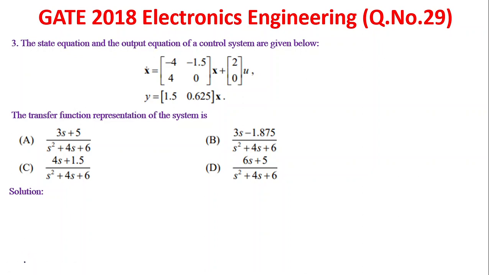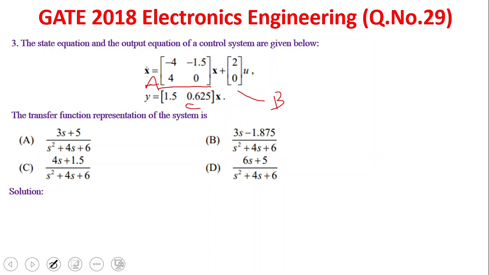That is, so this is your matrix A, this is your matrix B, and this is your matrix C. So they are asking for the transfer function. What is the transfer function expression? Same: C into (sI minus A) inverse into B.